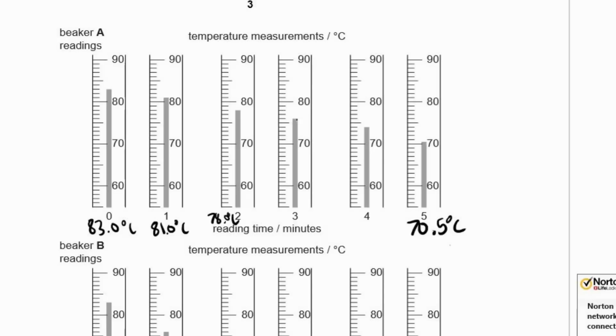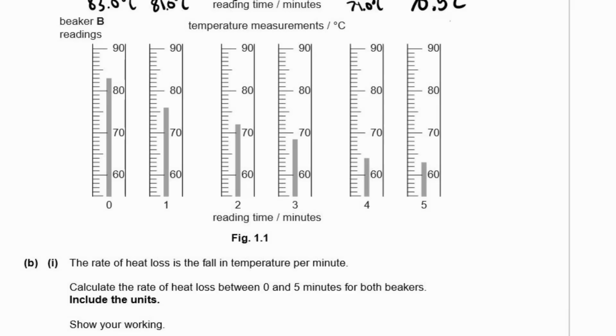Okay, this one is 76 degrees Celsius. And this one is 74.0 degrees Celsius. Okay. So if you look at the numbers for beaker B, this is 83.0 degrees Celsius. This is 76.0 degrees Celsius.